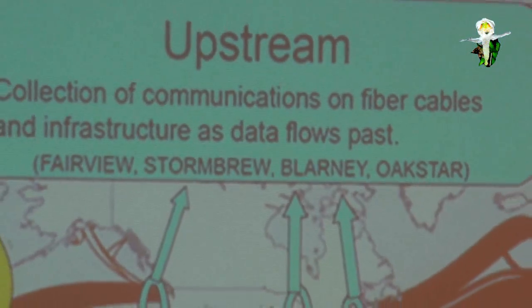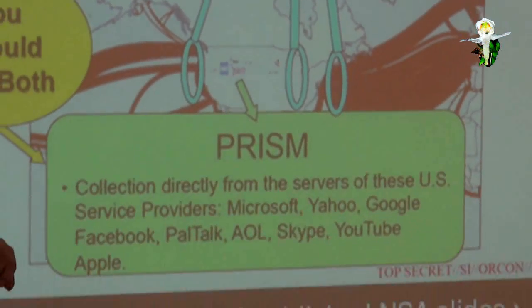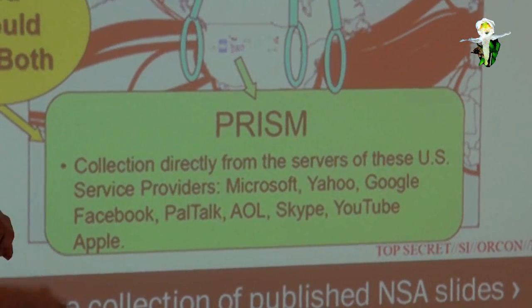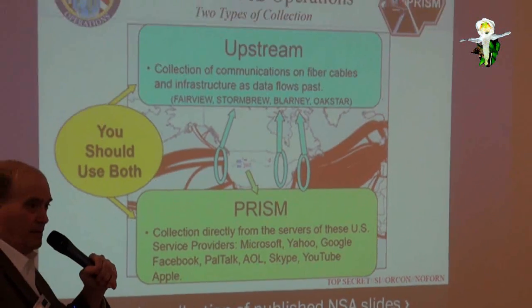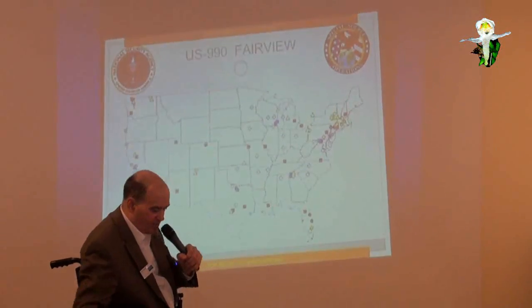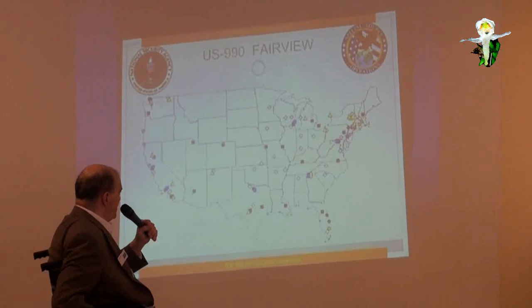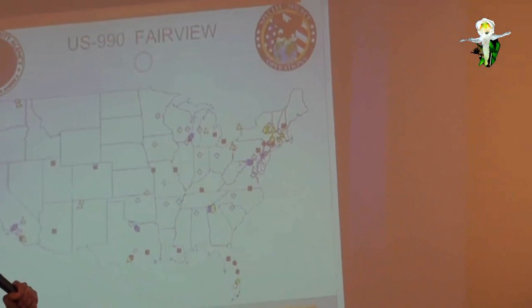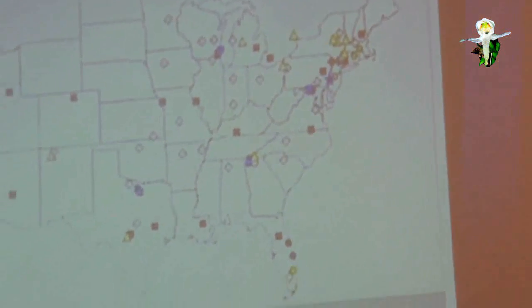Now, they get that from PRISM too, but that's more of requesting specific information on specific people from companies, whereas the upstream is collecting everybody. It's taking in the bulk acquisition. And in the case of Fairview, these are the fiber optic taps in the United States. This is domestic collection in the United States.